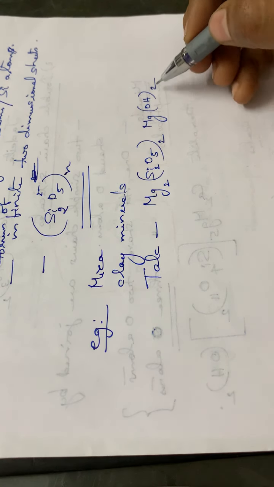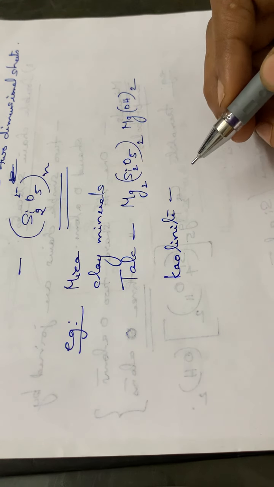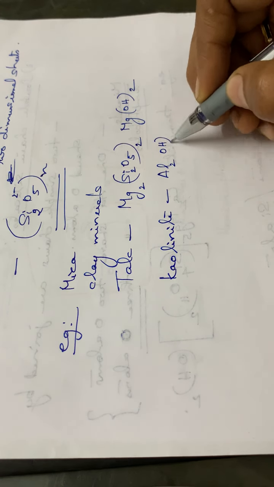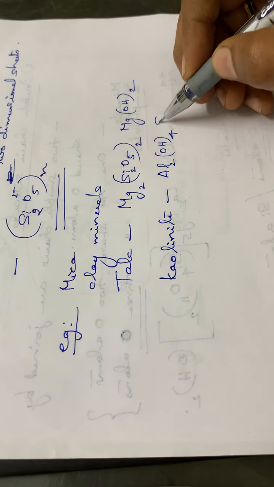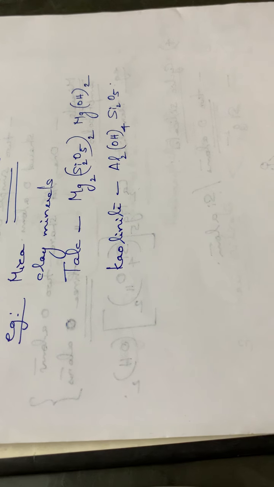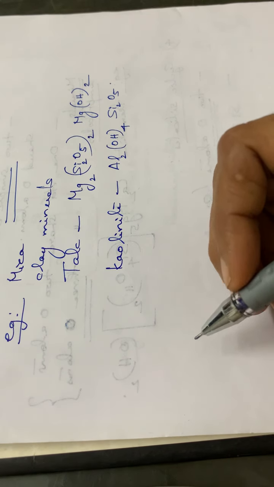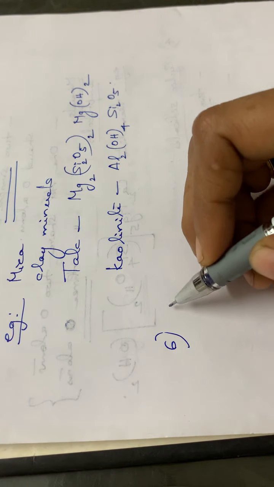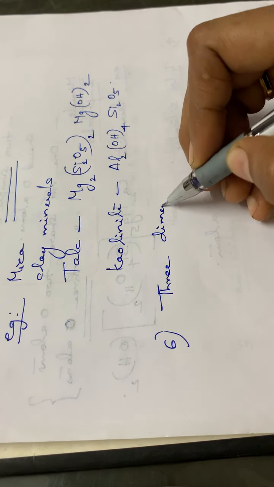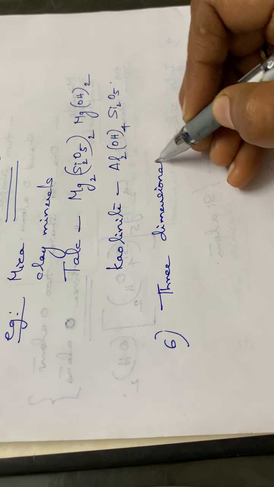Then another example is kaolinite, that is Al2(OH)4 Si2O5. So that is the case of sheet silicates. Then the next one, the sixth category, is 3-dimensional silicates.